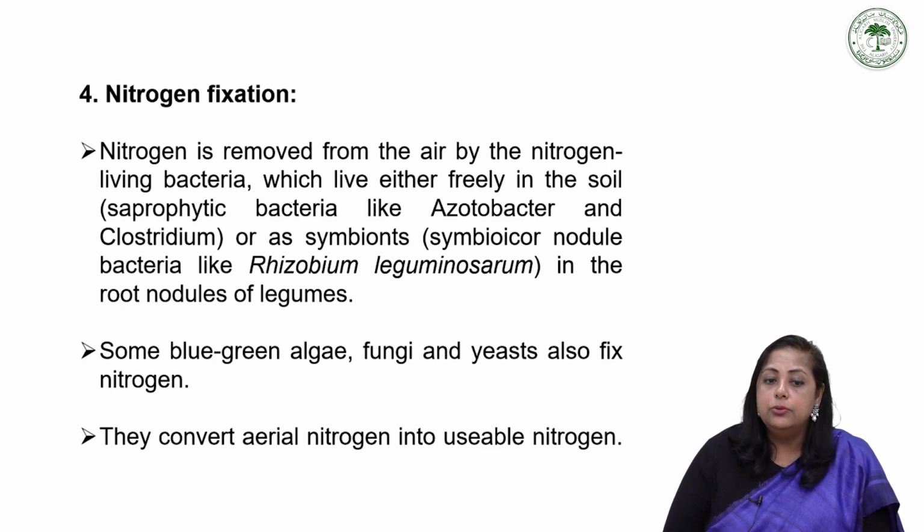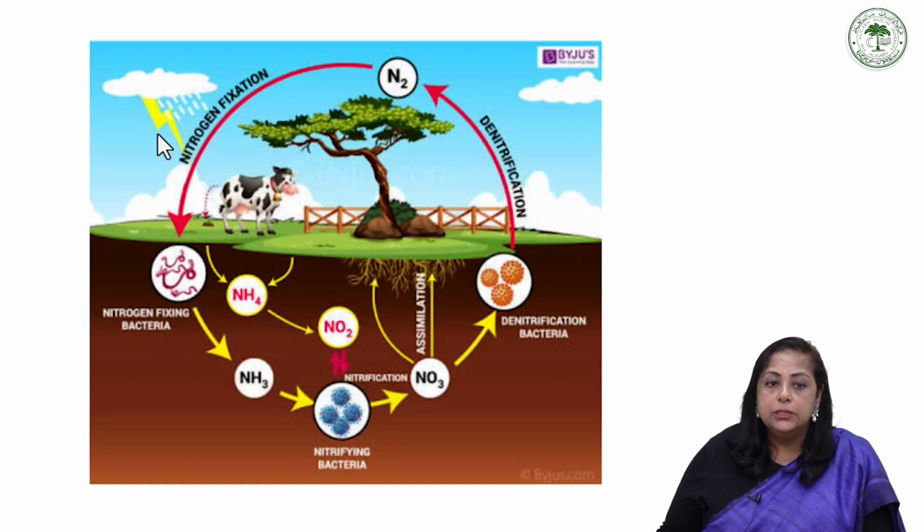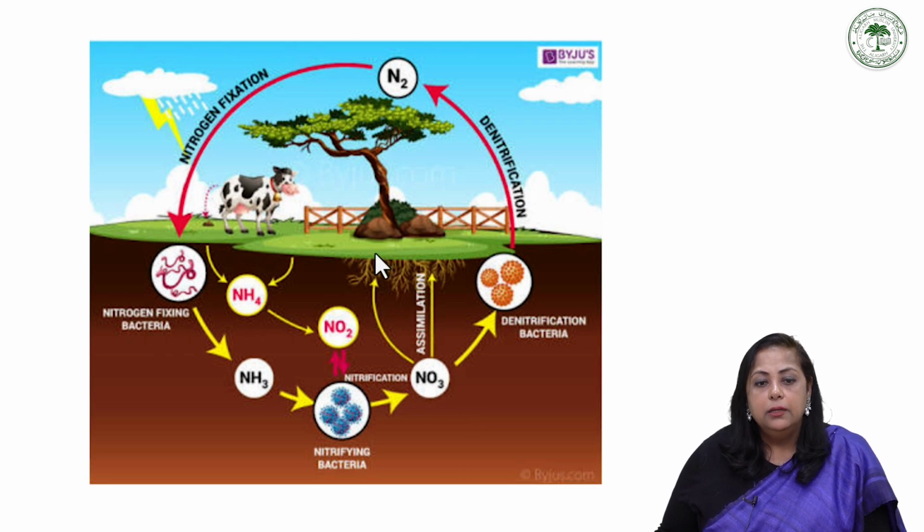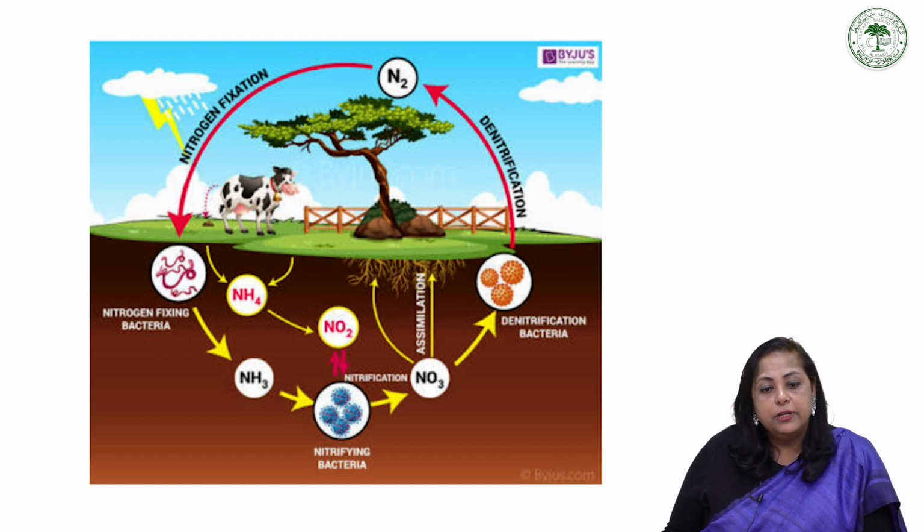They convert aerial nitrogen into usable nitrogen. This conversion is all because of the bacteria. So this is nitrogen fixation. This is nitrogen gas, and it can be fixed by lightning or by nitrogen fixing bacteria, and is converted into NH3. This picture shows nitrifying bacteria converting it into NO3, and it is absorbed by the roots, or denitrifying bacteria, and denitrification returns it to the environment. So this is called the process of nitrogen fixation.